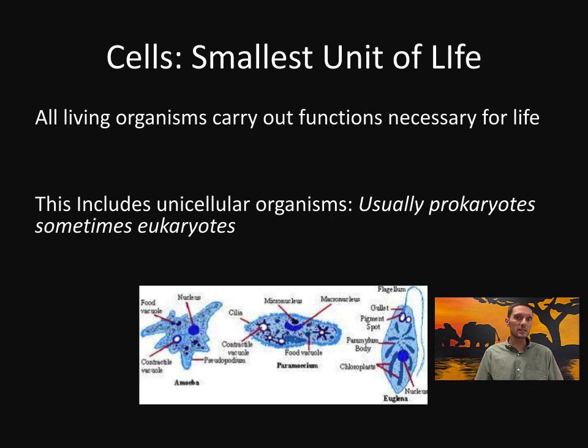And living things can be composed of one or more cells. Typically, single-celled organisms are going to be prokaryotes. They can also sometimes be eukaryotes. There are single-celled eukaryotic organisms, but typically prokaryotes. And what makes cells the smallest unit of life is their ability to be self-sustaining.